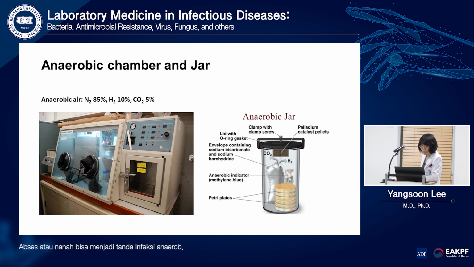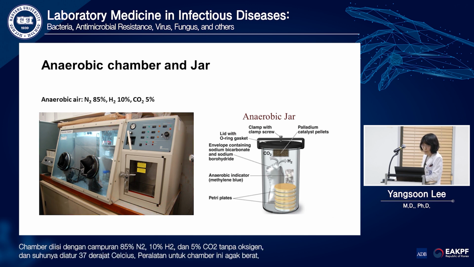Abscesses or pus can be anaerobic infections. This is an anaerobic chamber where anaerobic bacteria can grow. The chamber is filled with a mixture of 85% N2, 10% H2, and 5% CO2 without oxygen, and the temperature is set to 37 degrees Celsius. Equipment for the chamber is heavy.